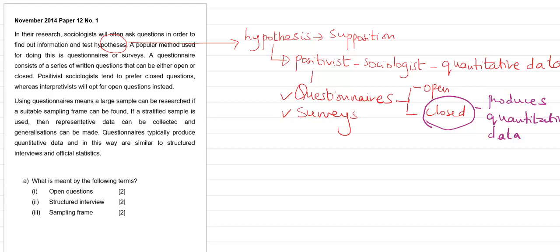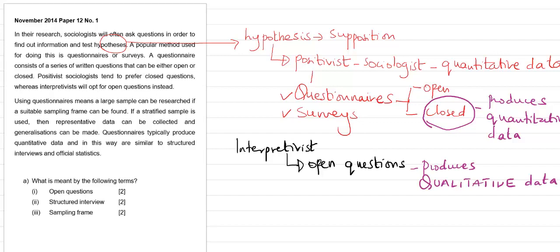On the other hand, an interpretivist who would make use of a questionnaire would go for open questions as it allows respondents to answer freely their opinions on the blank spaces provided in the questionnaire. Open-ended questions produce qualitative data.